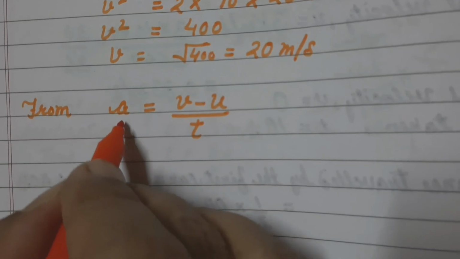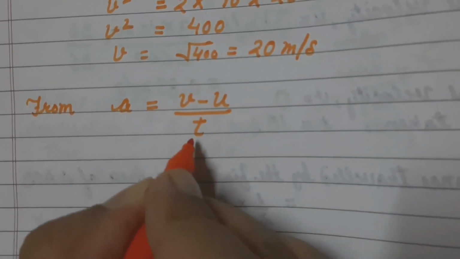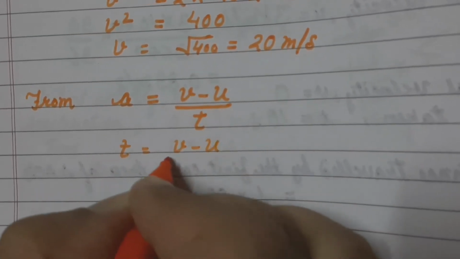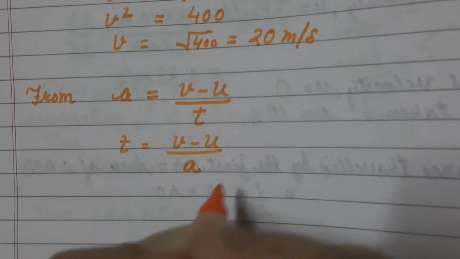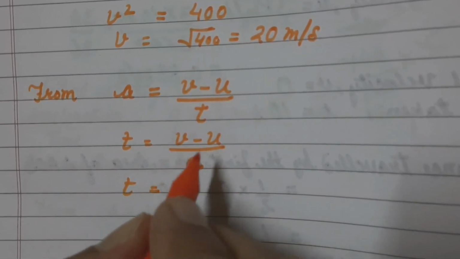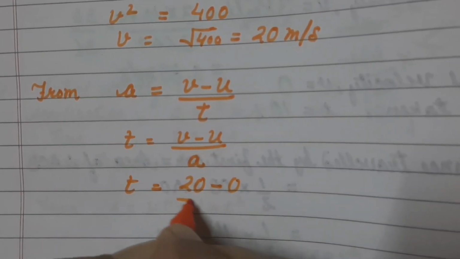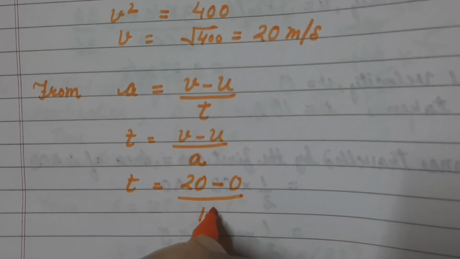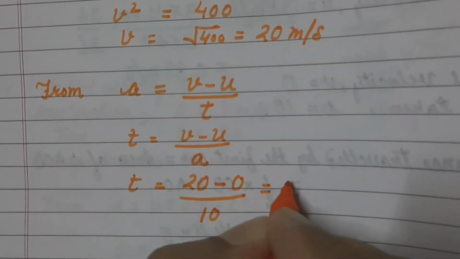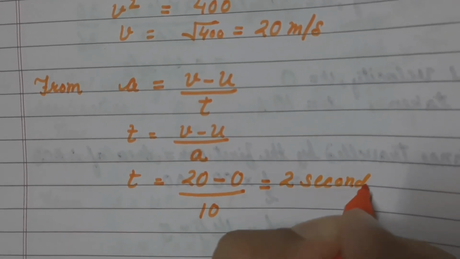From the formula of acceleration, v minus u upon t, we can calculate t. t will be v minus u upon a. Now we will fill in the values. v is 20, initial velocity 0, acceleration 10. Hence it is 2 seconds.